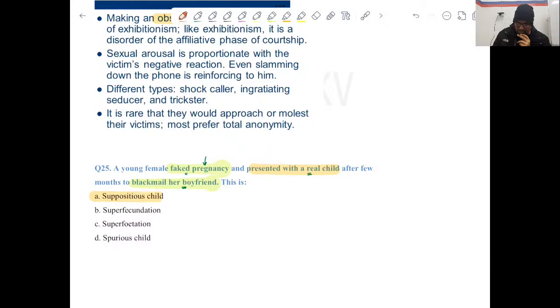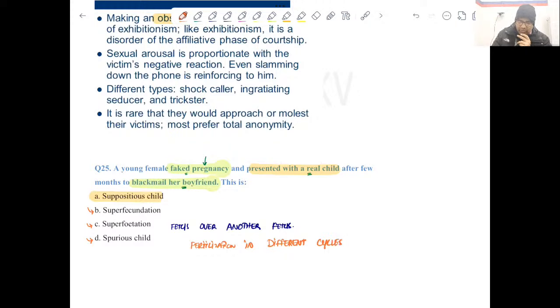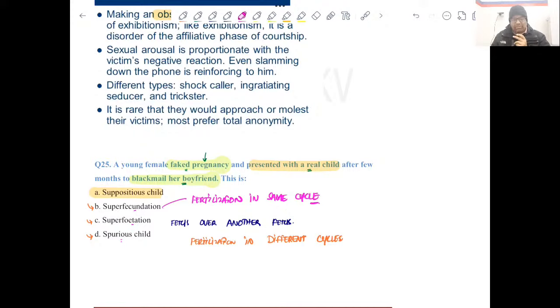Now here you are getting some more words: superfecundation, superfetation, and spurious child. So superfetation means there is already a fetus over another fetus. Clear? So it means there is fertilization in different cycles. Got it? And if there is fertilization in the same cycle in two separate acts, that is superfecundation. So fertilization in the same menstrual cycle, obviously two different acts. So this is superfecundation, superfetation, and spurious is false pregnancy.